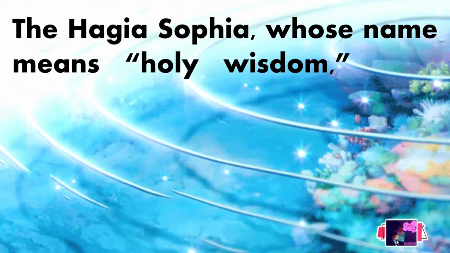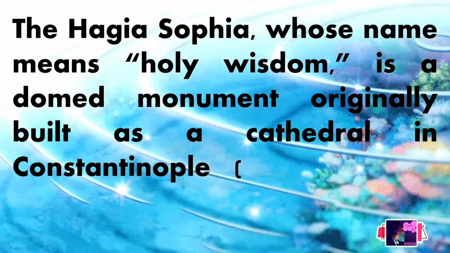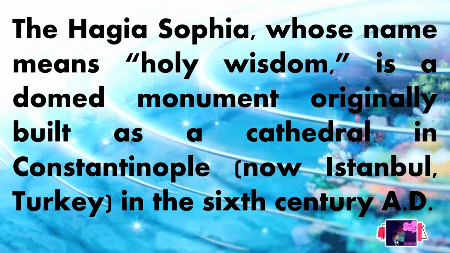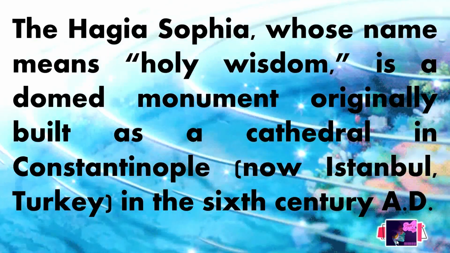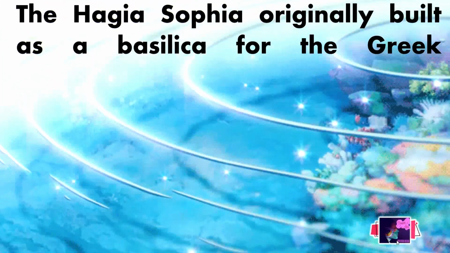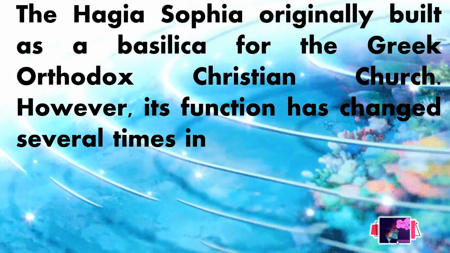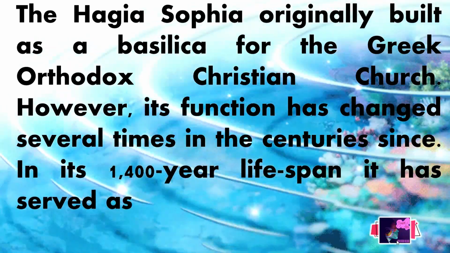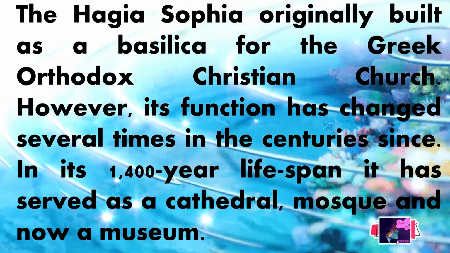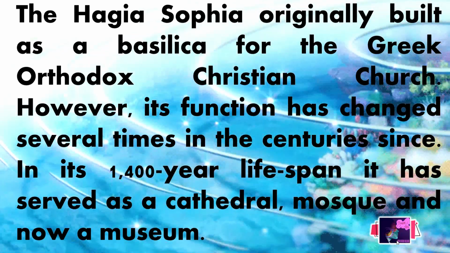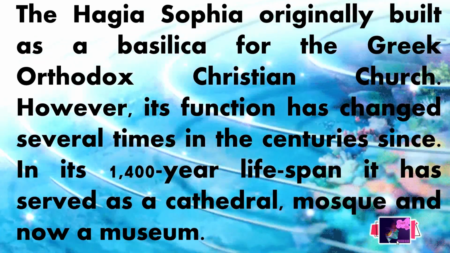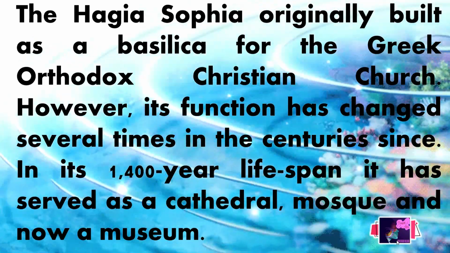The Hagia Sophia, whose name means Holy Wisdom, is a domed monument originally built as a cathedral in Constantinople, also known as Istanbul, Turkey now, in the 6th century AD. It was originally built as a basilica for the Greek Orthodox Christian Church. However, its function has changed several times since the 7th century. In its 1,400 years lifespan, it has served as a cathedral, a mosque, and now a museum. That was Hagia Sophia.